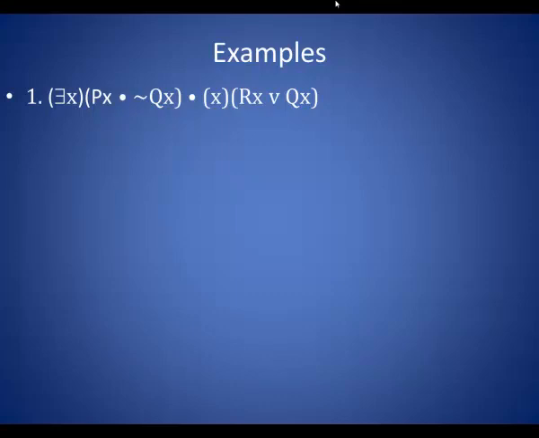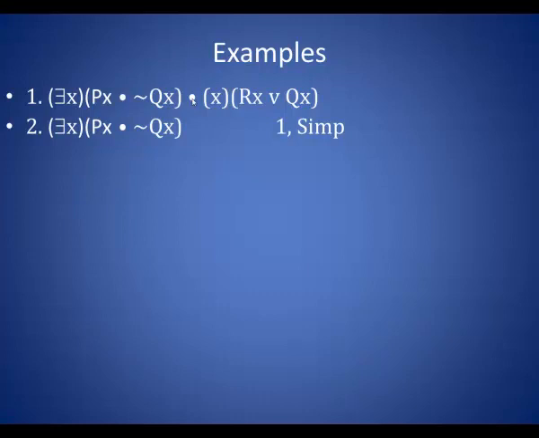Hopefully you realize that the main operator is actually the dot. We're looking at a conjunction. The left side of the conjunction is an existential statement. The right side of the conjunction is a universal statement. But the statement as a whole is a conjunction. So my main operator is the dot. Therefore, I am allowed to use my rule of implication on this.